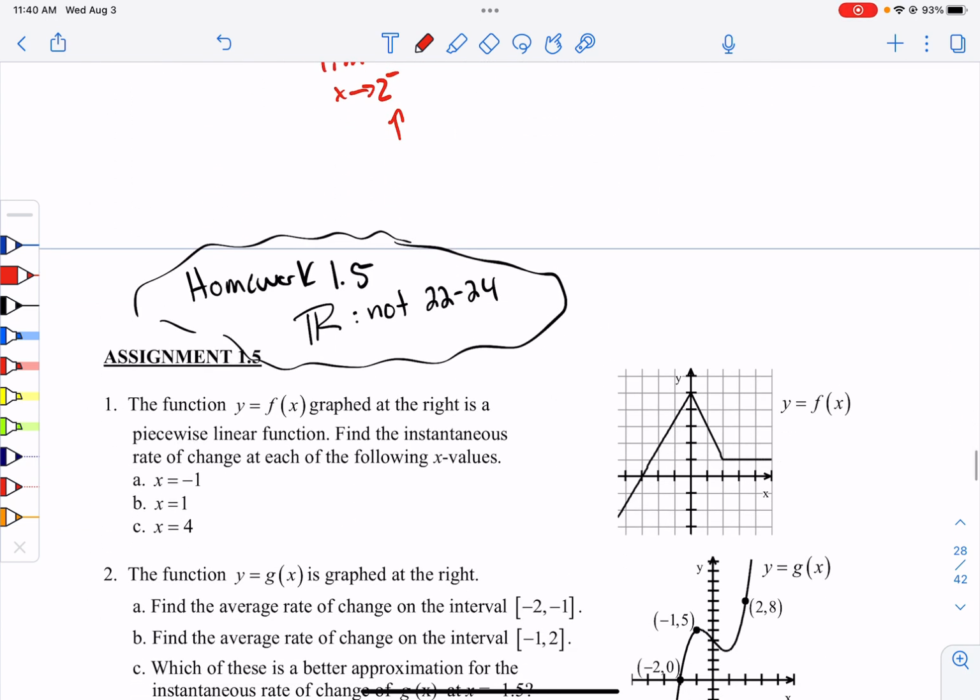So homework 1.5, I want you to do all of the problems, but I don't want you to do numbers 22 through 24. So don't do 22, 23, and 24.